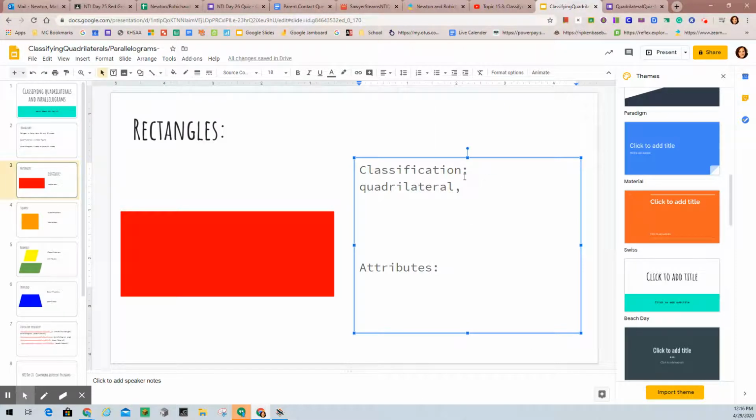Okay, and then we've got to think, is it a parallelogram? So it has to have two sets of parallel sides. So if I'm going to, let's make this blue, I'm going here and I can draw. Here's one set of parallel sides, they're right here.